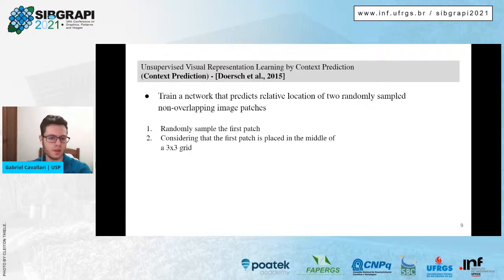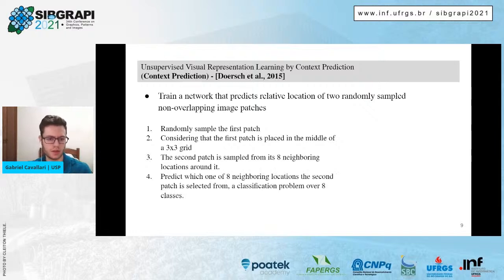And then, considering that the first patch is placed in the middle of a 3x3 grid, the second patch is going to be sampled from its 8 neighboring locations around it. And we have to predict which of the 8 neighboring locations the second patch is selected from. So it turns into a classification over 8 classes.